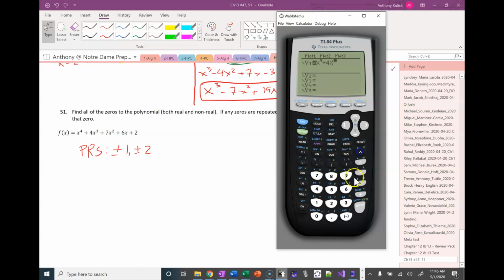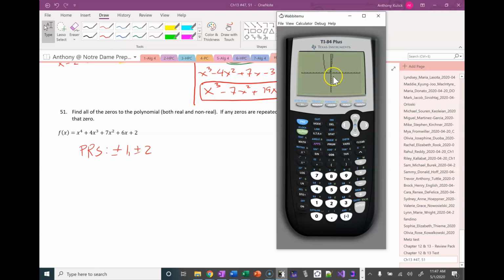And I'm going to look at the graph. When I look at the graph, what I'm going to be looking for are x-intercepts, but the only x-intercepts I care about are going to be the ones that are also on this list. X-intercepts that are not on that list would be things that are irrational, and that's not going to help me because I can't do synthetic or polynomial division with an irrational. It's not going to be fun.